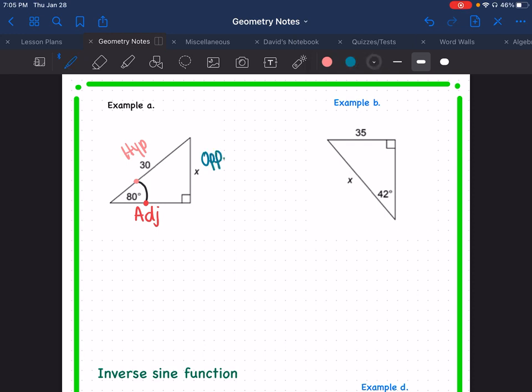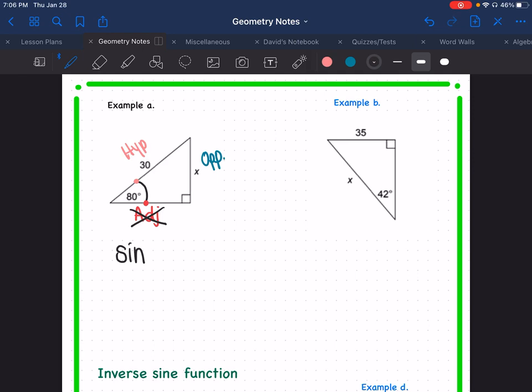Now what I'm going to do is cross out the one side of the triangle that is not labeled. So take a look. The hypotenuse is labeled as 30. The opposite side is labeled as x. The adjacent side has no label. I wrote that word, so I'm going to go ahead and cross it out. I have hypotenuse and I have opposite written down. That means I can use the sine function.